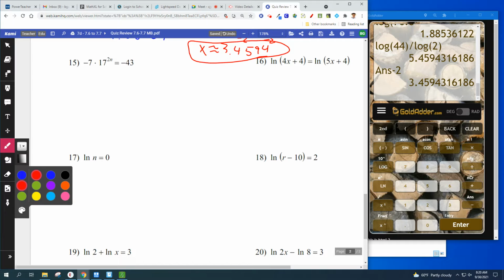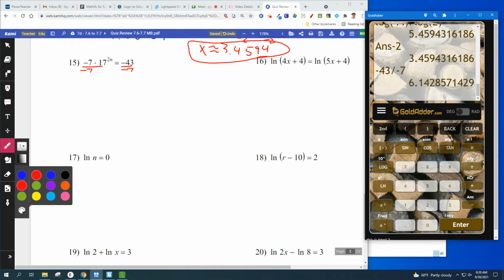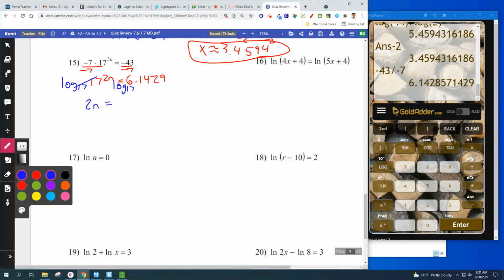So next one, kind of same thing. Let's divide by this -7. -43 divided by -7 gives me that. 17 to the 2n equals 6.1429, about. I'm going to do a log base 17 to cancel out my base. I've got 2n equals whatever that is.